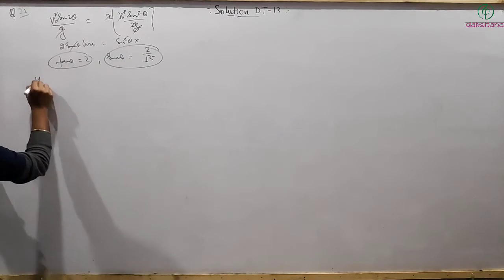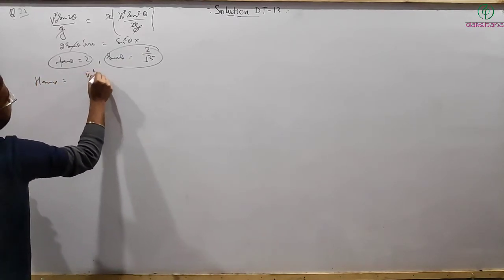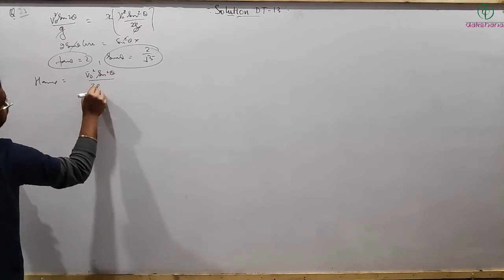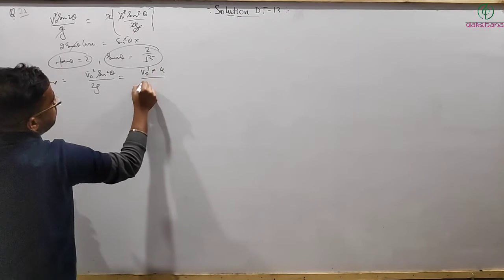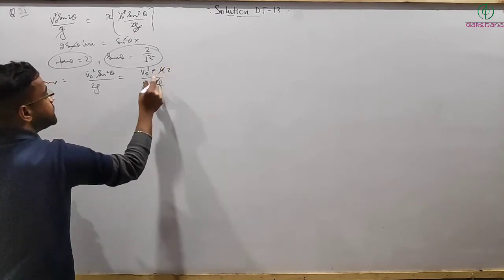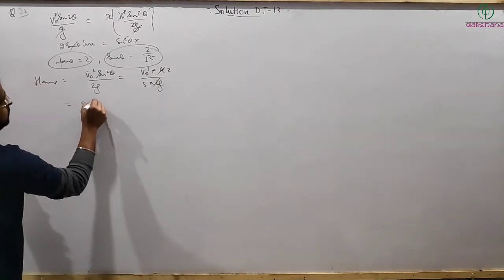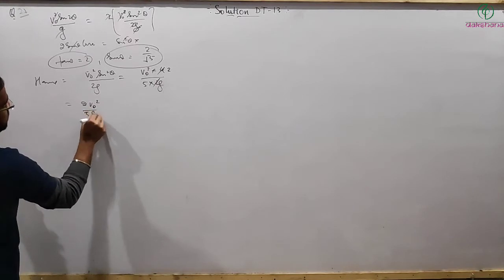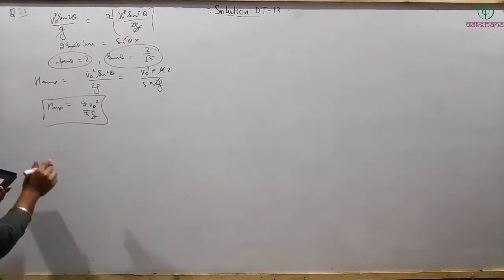Then maximum height h max it's asking, that is v naught square into sine square theta divided by 2g. Substituting everything, this is v naught square into 4 divided by 5 into 2 into g, and this is equal to 2 v naught square divided by 5g. This is h max. That's matching with option number 1.